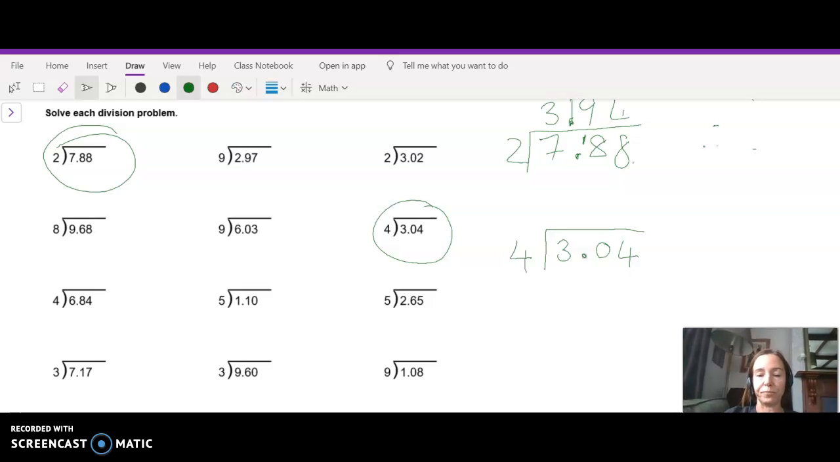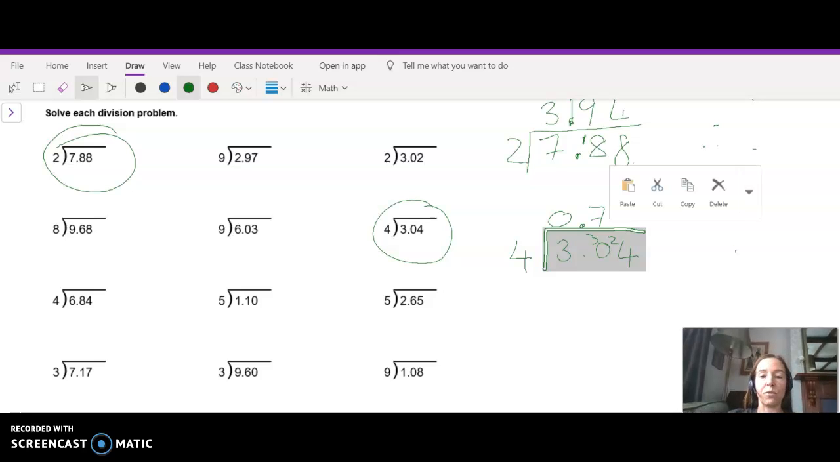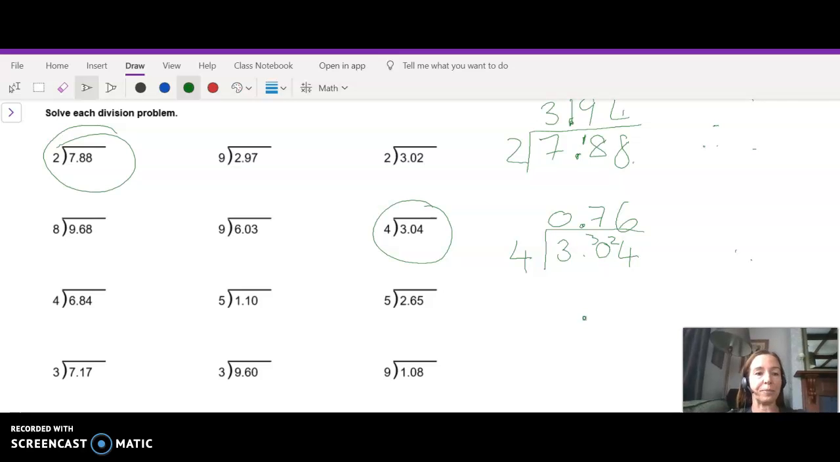divided by 4. Remember, if you look at the last 2 digits and they're divisible by 4, then the whole thing is divisible by 4. Divisibility rules are very handy. 3 divided by 4 I can't do, so I've got a remainder of 3. I put my decimal straight up there. 30 divided by 4. Well, I know that 8 times 4 is 32, so it's going to go 7 times, which is 28. So I've got a remainder of 2, and 24 goes into 4 6 times, so 0.76. There you go.